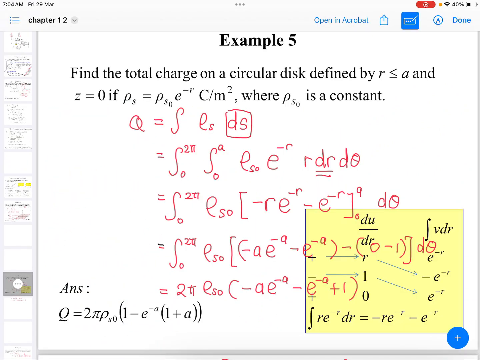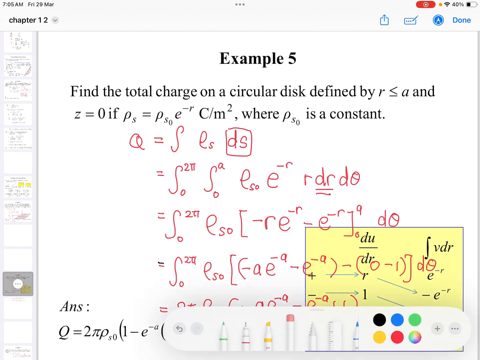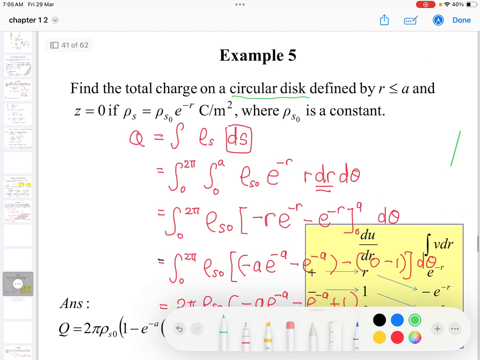Alright, next we go to the example in the PowerPoint. Okay, so this is example number 5, where we want to find the total charge on the circular disc. The circular disc is defined by R less than A, so this is the radius of the disc, at the position Z equals 0 and the rho S is given. This is a surface charge density and this is a constant.